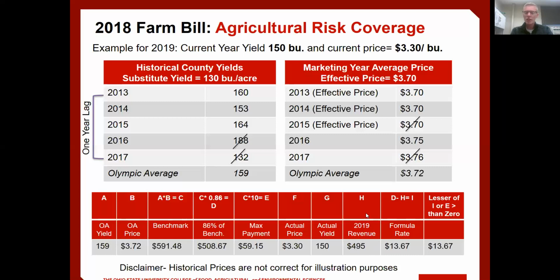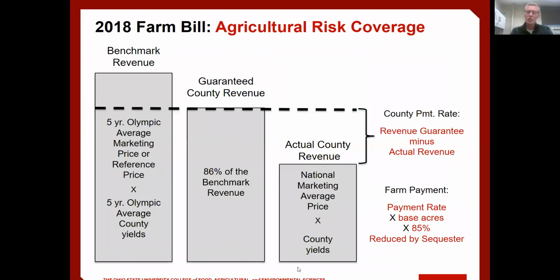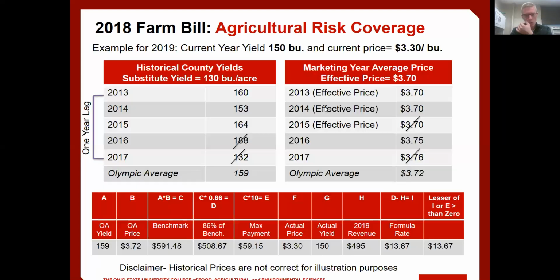What we do is this is our actual revenue. So if we go back to our illustration, our actual revenue is represented by this final bar out here. We want to now know how big it is in comparison to that benchmark. So if we go back here, we're going to take our 86% benchmark, our 508, and we're going to subtract out that 495, and we're going to get a payment rate of $13.67.